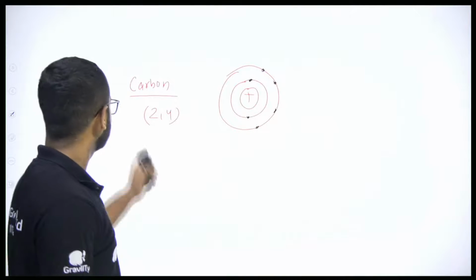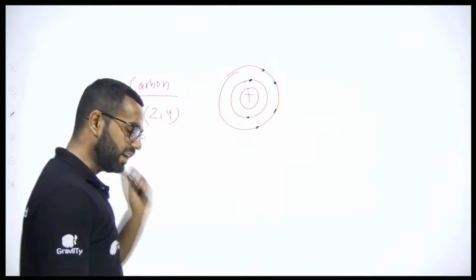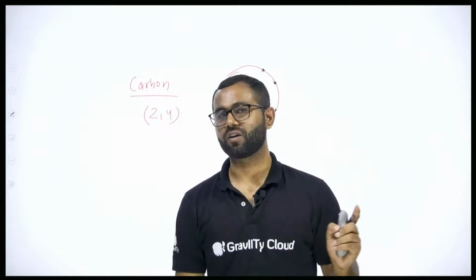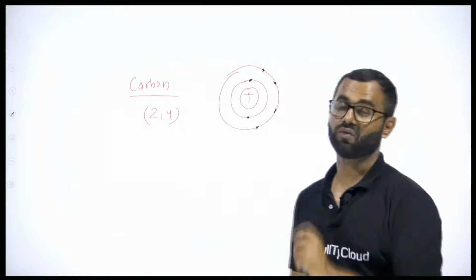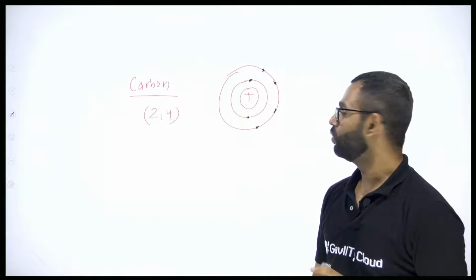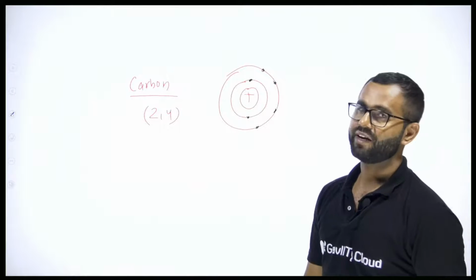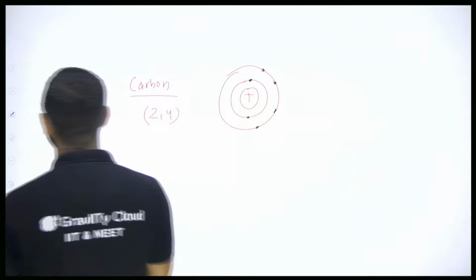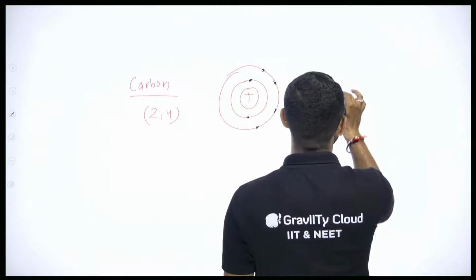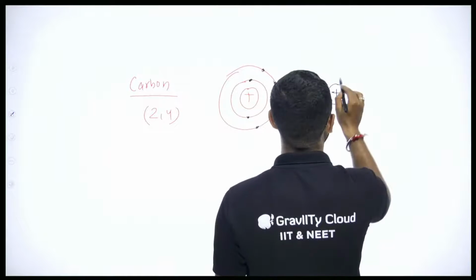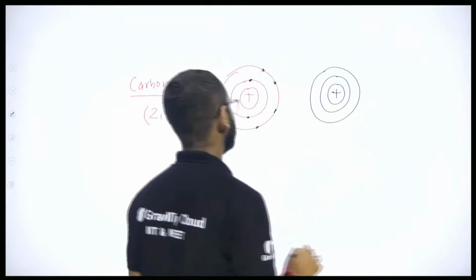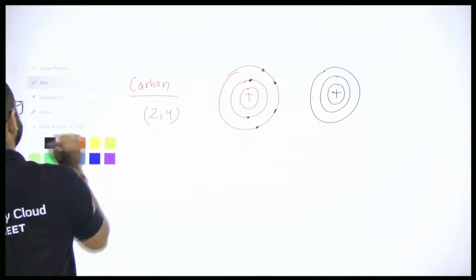2, 4. Carbon is saying that I also want to become like neon, but I don't want to lose my electrons and I don't want to gain electrons from outside. So how will it happen? Carbon decided to share the electrons. Carbon said that I will share my electrons with another carbon atom, like this.